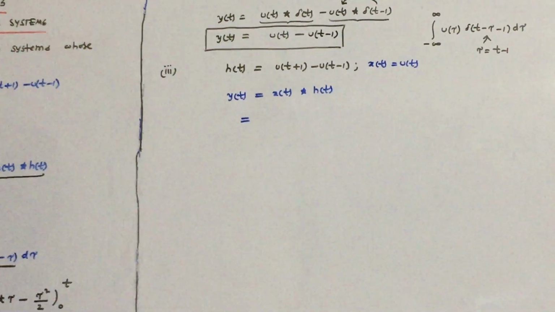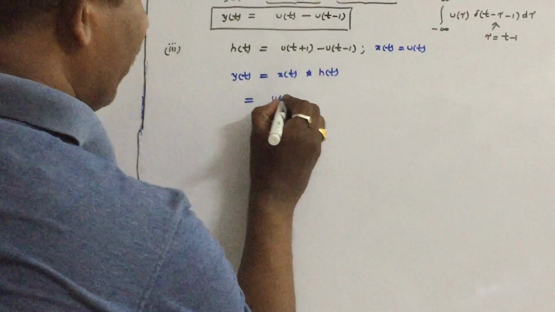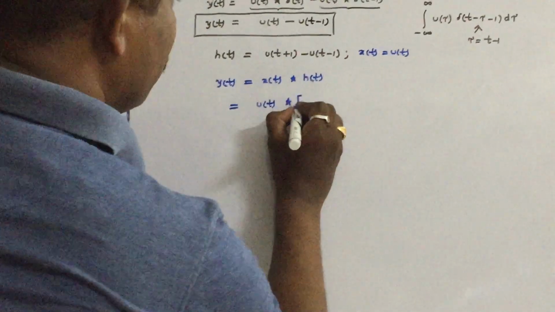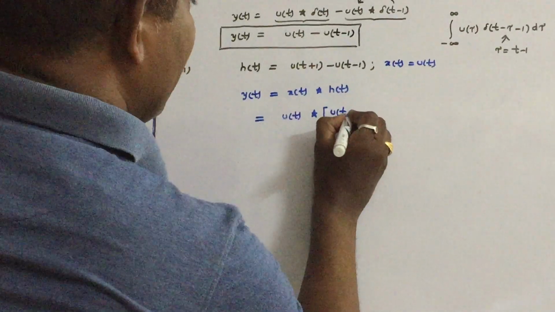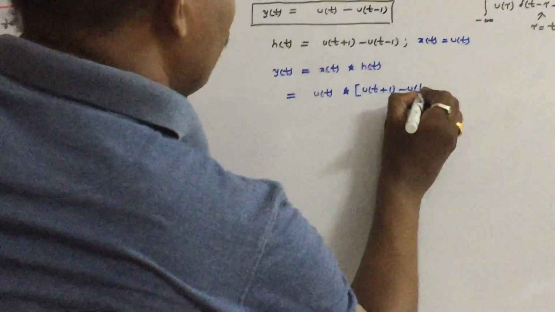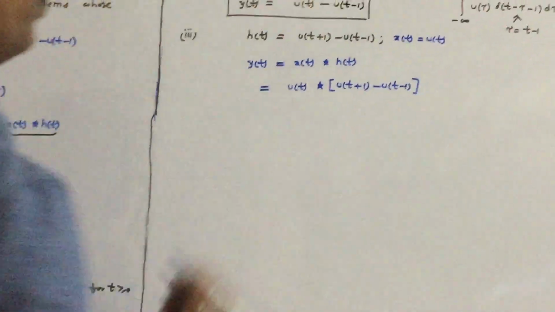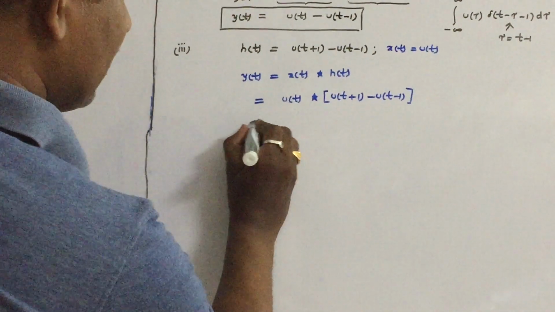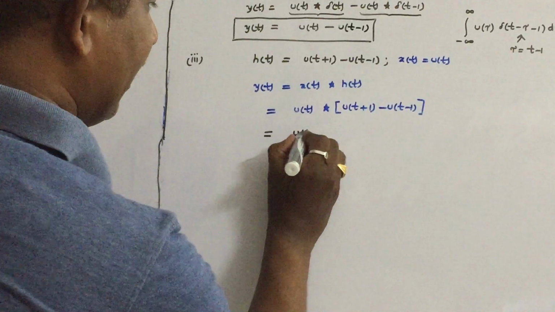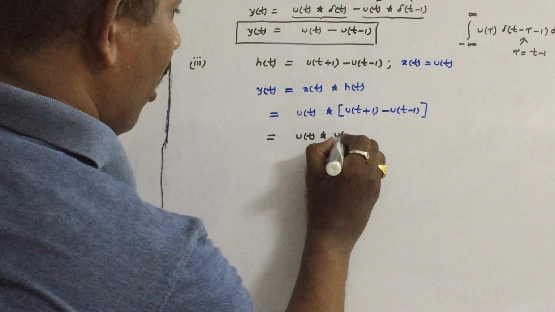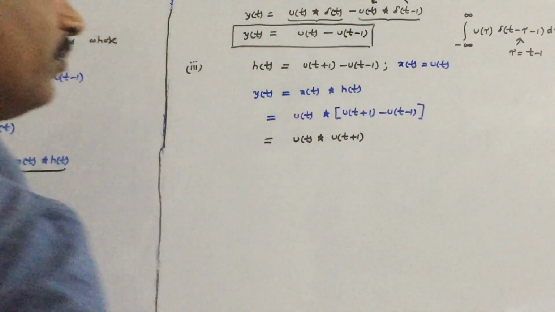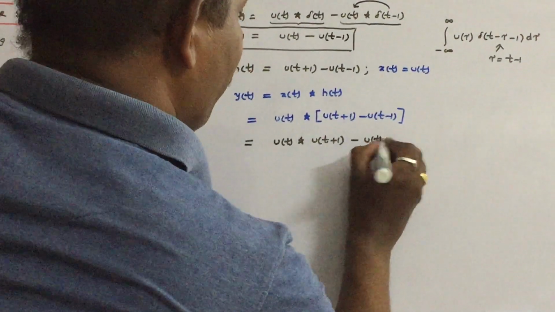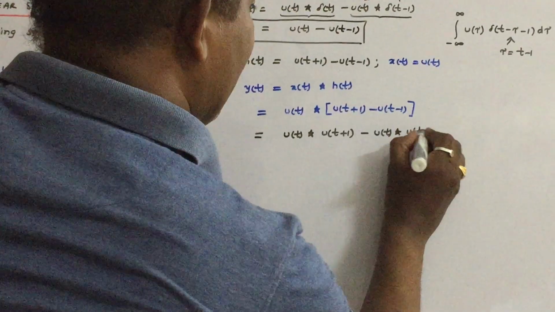So just to substitute, what is x(t)? u(t), convolution with what is h(t)? u(t+1) minus u(t-1). So let us separate: u(t) convolution with u(t+1), minus u(t) convolution with u(t-1).